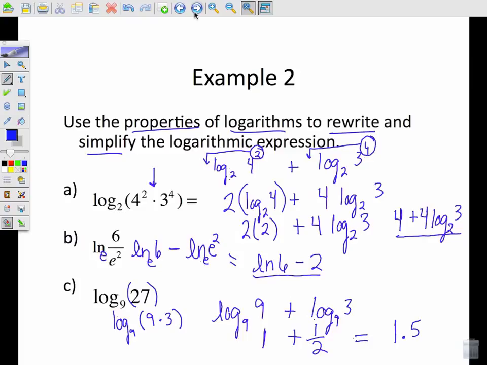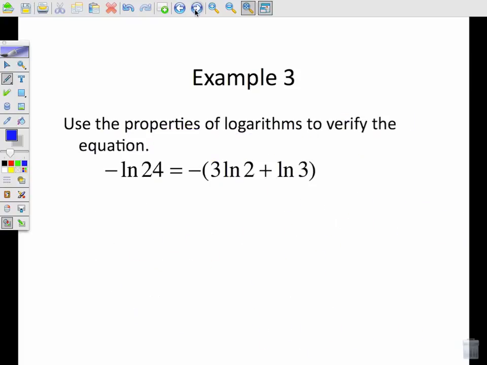All right, so that's using some of our condensing and expanding rules that we have. Let's continue with our practice on those.